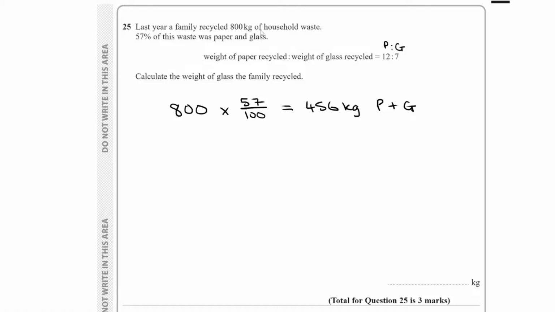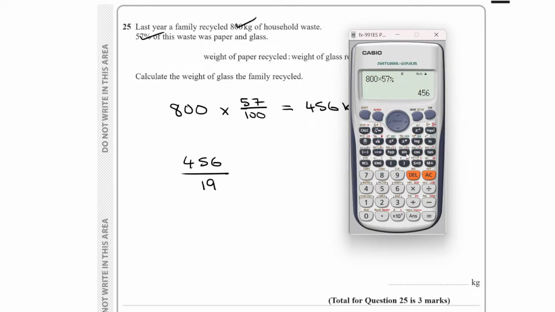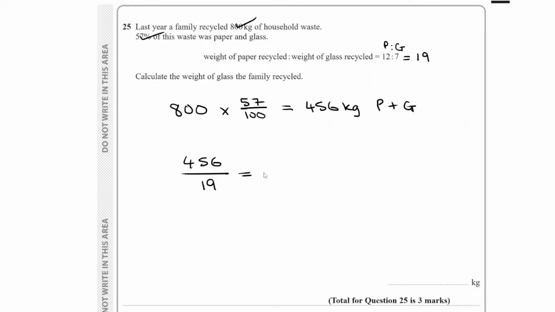So I've got rid of the 800, dealt with that, dealt with this. Now that I've just got the glass and the paper on its own, I can now deal with the ratio, share out the ratio, which we saw in the other question, didn't we? How do we share out a ratio? You have to add the ratio, so that's 19, and then you divide your total. The total is now 456 by the number of parts, which was 19. So 456 divided by 19 is 24. So what that's saying is it's 24 kilos per part of the ratio.